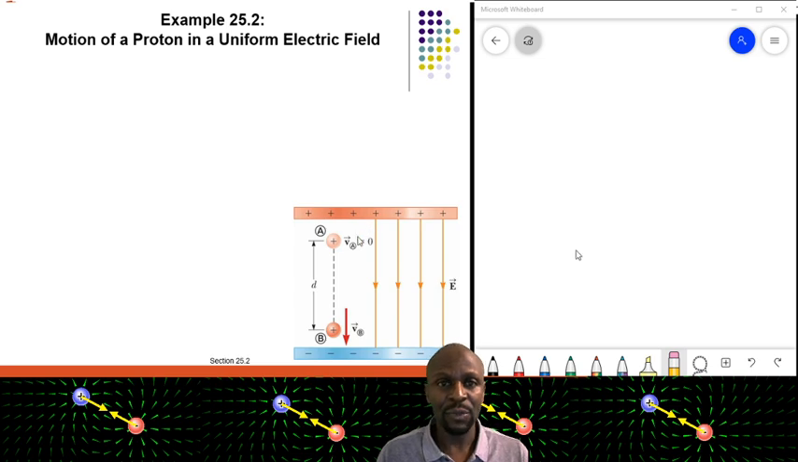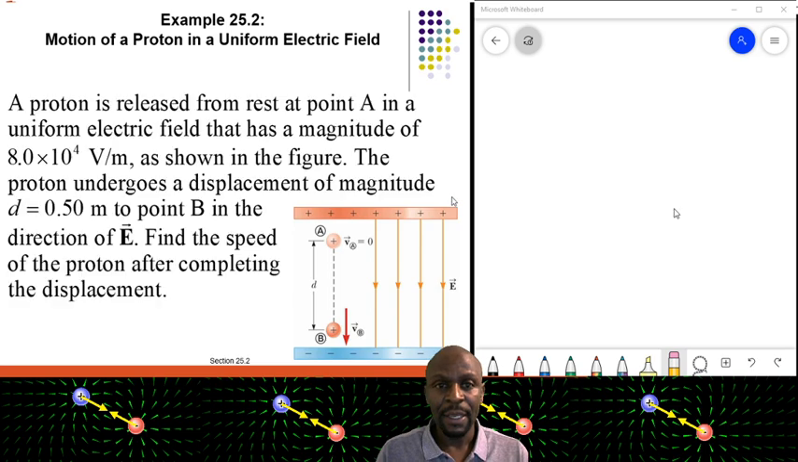Now, let us also do the following question: motion of a proton in a uniform electric field. Suppose that a proton is released from rest at point A in a uniform electric field that has a magnitude of 8.0 multiplied by 10 to the power 4 volts per meter, as shown in the figure. The proton undergoes a displacement of magnitude d, given as 0.50 meter, to point B in the direction of the electric field. Find the speed of the proton after completing the displacement.